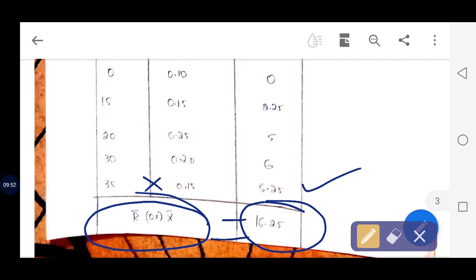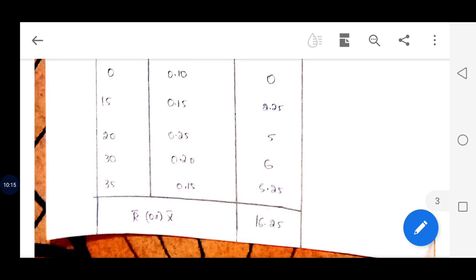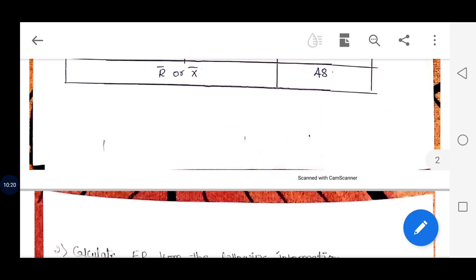So the total expected return the investor is expecting is 16.25. It is very simple. Simply we have to multiply the possible returns into the probability of possible returns, and then get the total, that is add. Hope you understood these problems, that is step number 1.